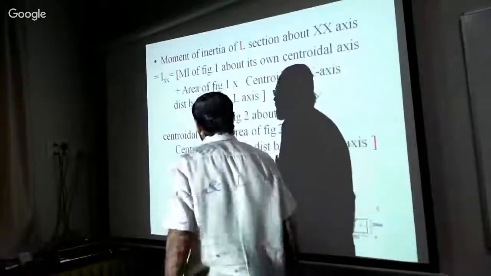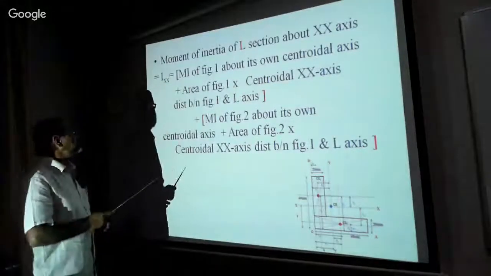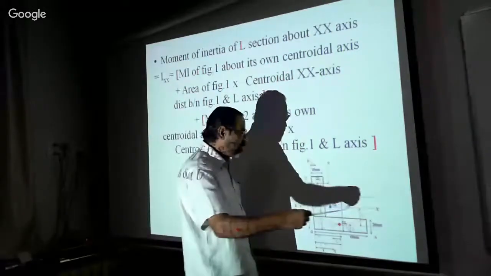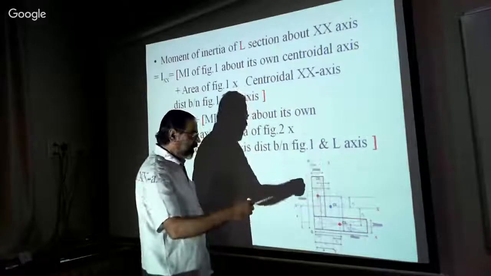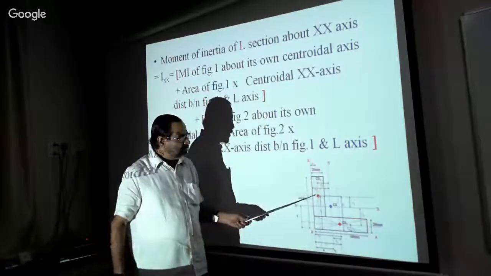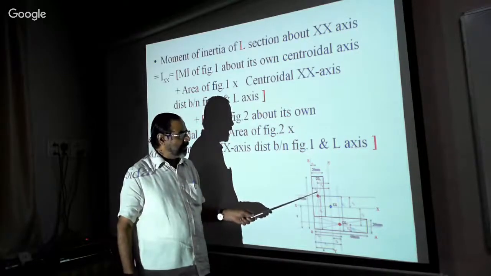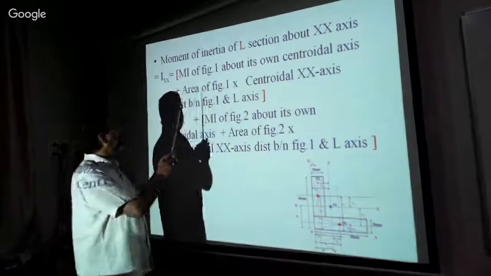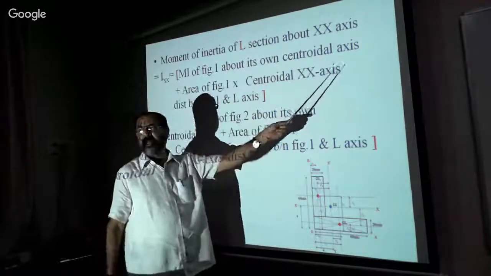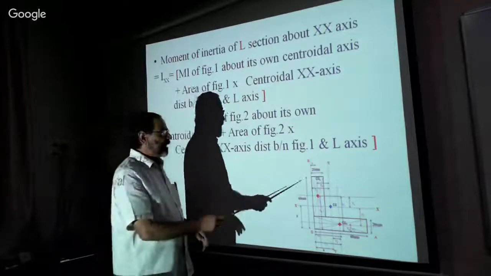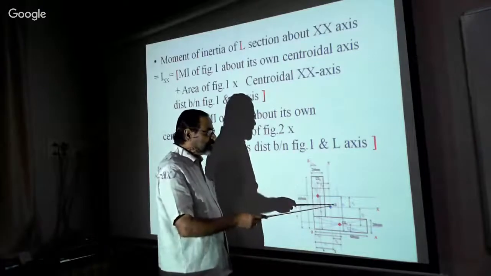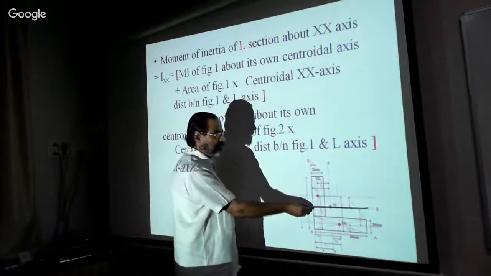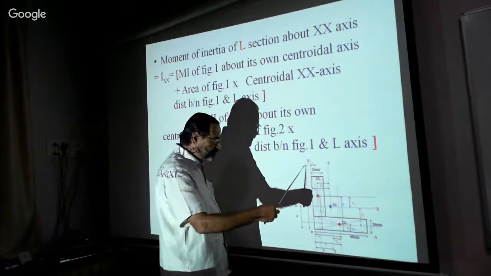Now the moment of inertia of this figure, the angle section, about the x-axis. The moment of inertia of this angle section about the x-axis is equal to the moment of inertia of figure 1 about its own centroidal axis, that is Ix of figure 1, plus area into distance square. Now we are calculating the moment of inertia of the angle section about its x-axis.